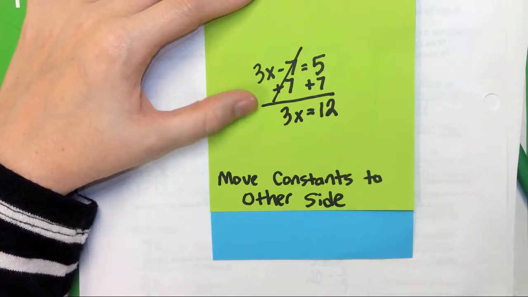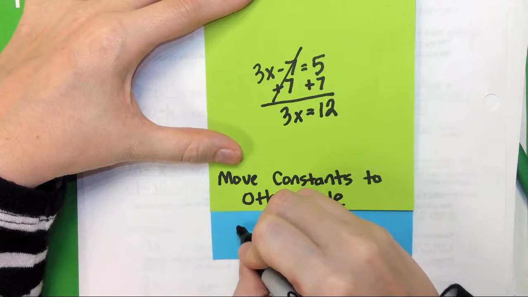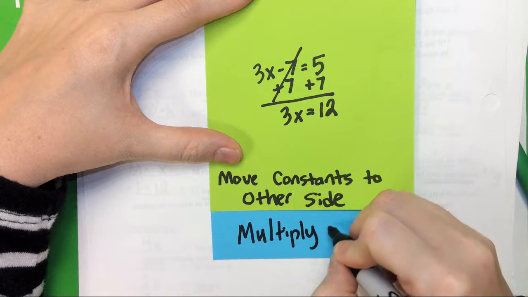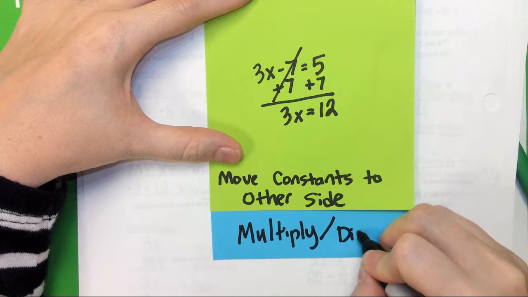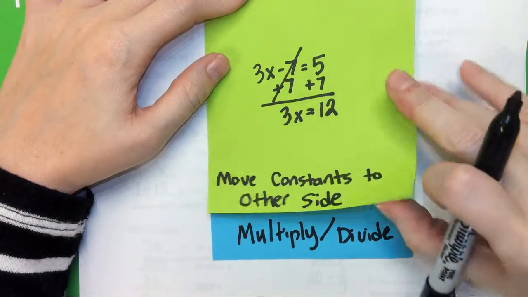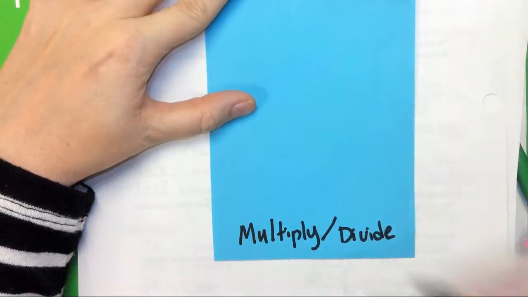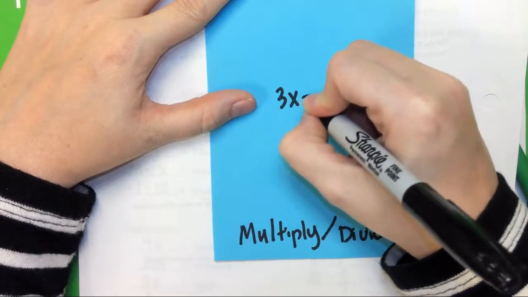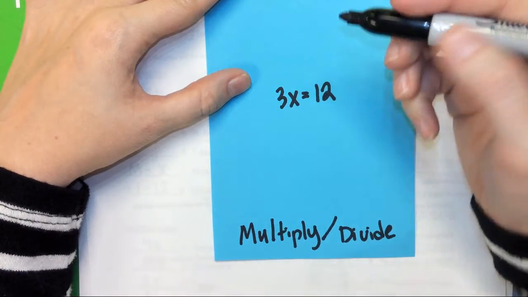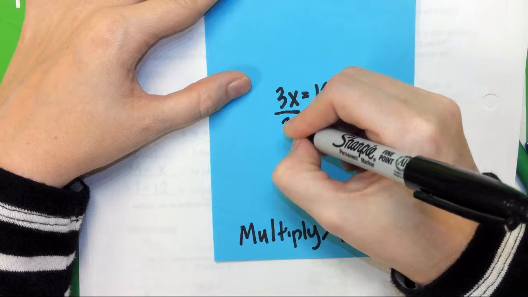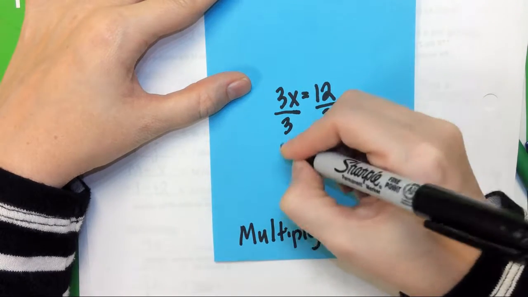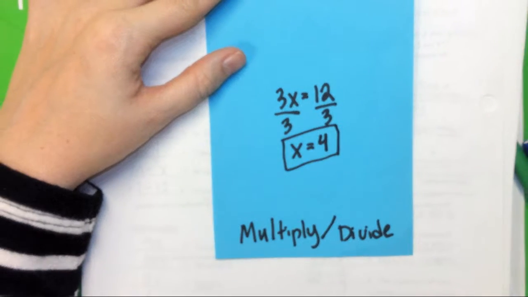And then the last step, this will depend on your problem. You will either multiply or divide. So I'll take this last step, 3x equals 12, write it on the next page. And in this case, because I have 3 times x, I do the opposite. In this case, I will divide. So x is equal to 4. And now I'm done.